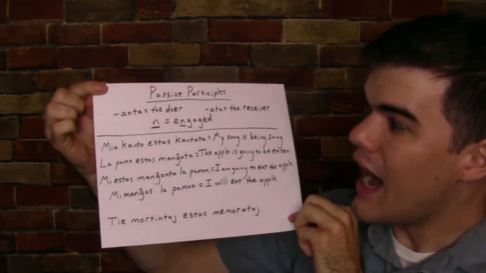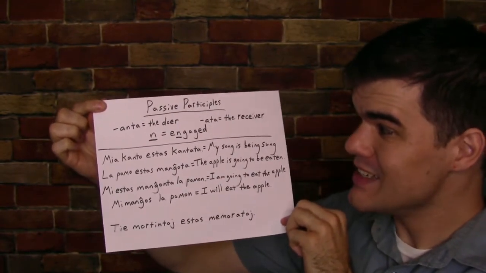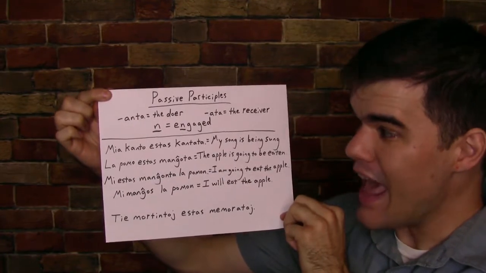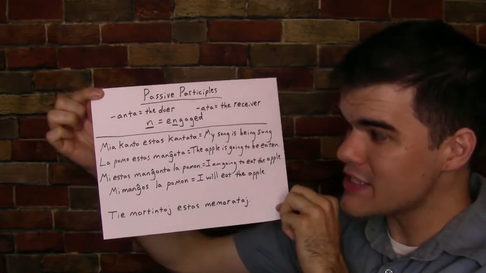Okay? Now, we've been looking at the active participles, right? Actively doing things. But we can also have passive participles, and they look just a little bit differently, okay? Anta, or anto, what we've looked at, means the doer. Ata means the receiver. So simply take away that n. The n means you're engaged, you're actually doing it. So if you take that away, you have the passive form.